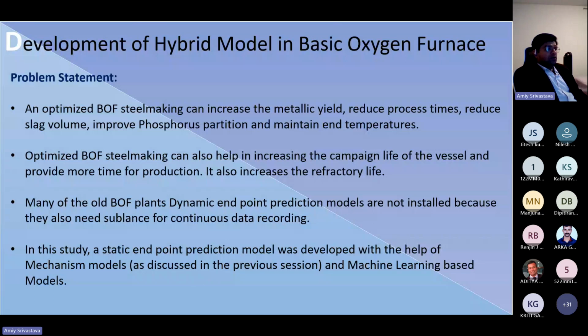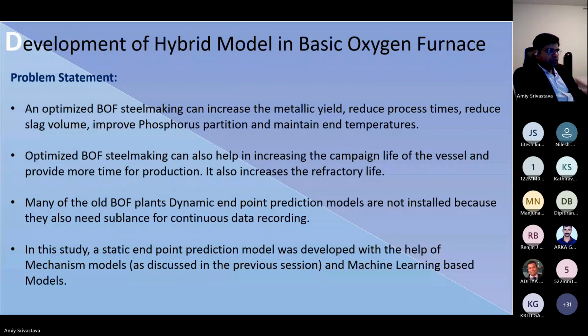But it doesn't mean that we don't do anything. We have to do something, right? So we decided that we will develop a static model, a static endpoint prediction model. And why are we calling it hybrid? You can see I mentioned the word hybrid here because there were some theoretical models in place already. So we just combined the theoretical models with the machine learning models so that both of them can overcome the limitations of each other. That was our idea.